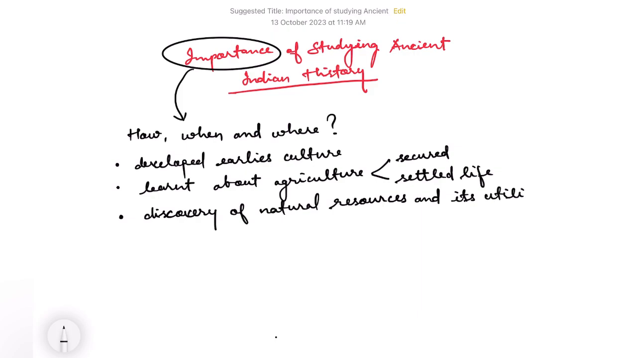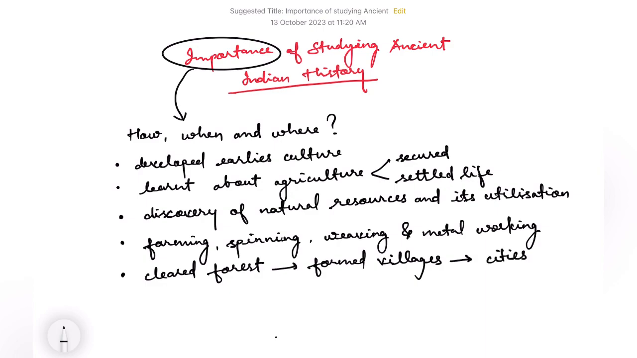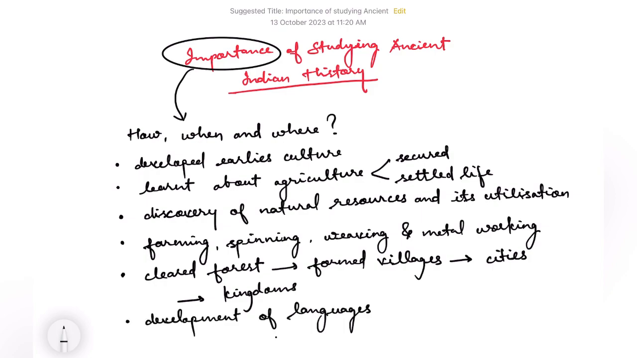for their benefit. Then we will see what kinds of activities were performed by the people of ancient times, like farming, spinning, weaving, metalworking and other activities. Using the instruments that they made, they cleared the forest for the purpose of farming. Because they were farming, they had to stay at one place, so villages grew into cities, and the cities transformed into kingdoms.